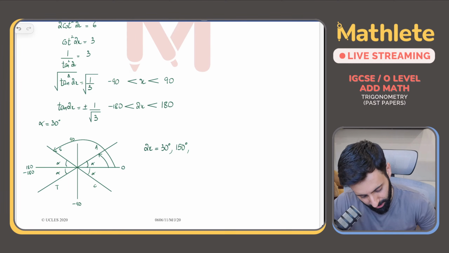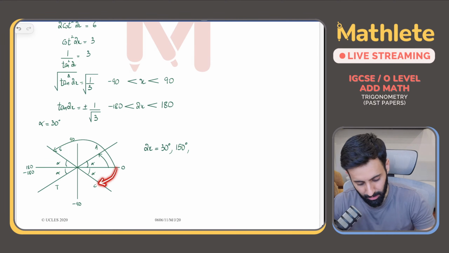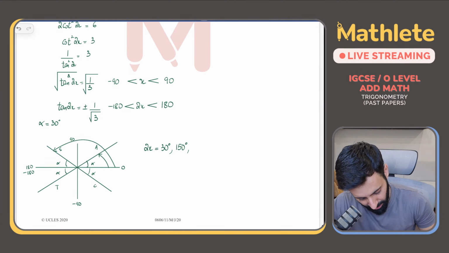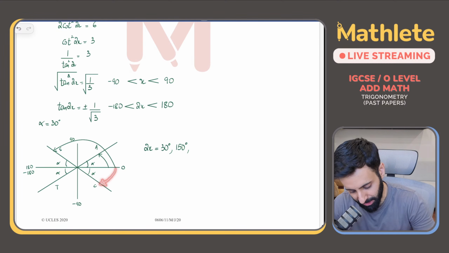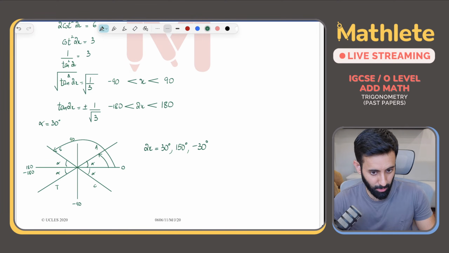As far as all the solutions in the first 2 quadrants in an anti-clockwise direction is concerned, now we have to change the direction. So if I now change the direction, what will this angle be equal to? This angle will be equal to 30, but because we have gone in a clockwise direction, we will not simply write 30, we'll write minus 30.